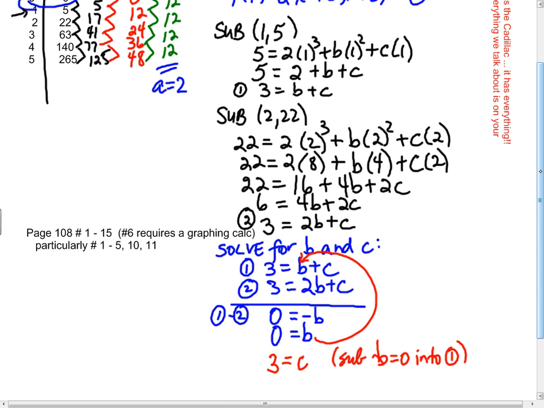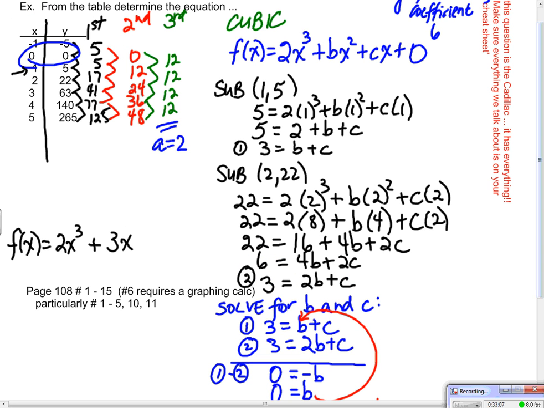Final answer, f at x equals 2x cubed. My b was 0, and my c was 3, and my y-intercept was 0. I am done. I have the equation of that function.